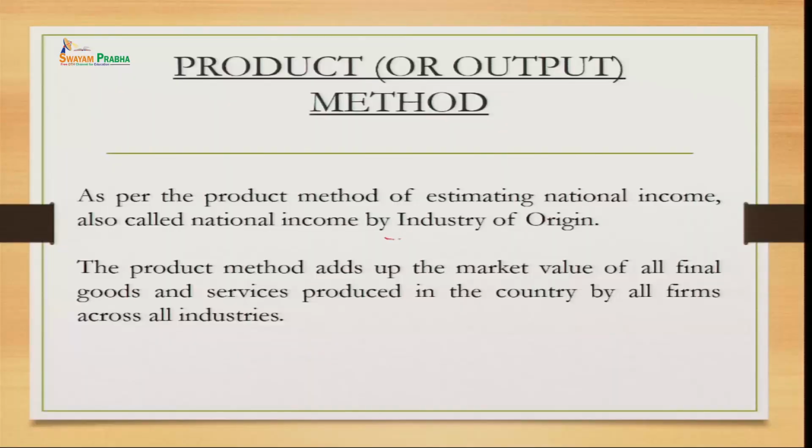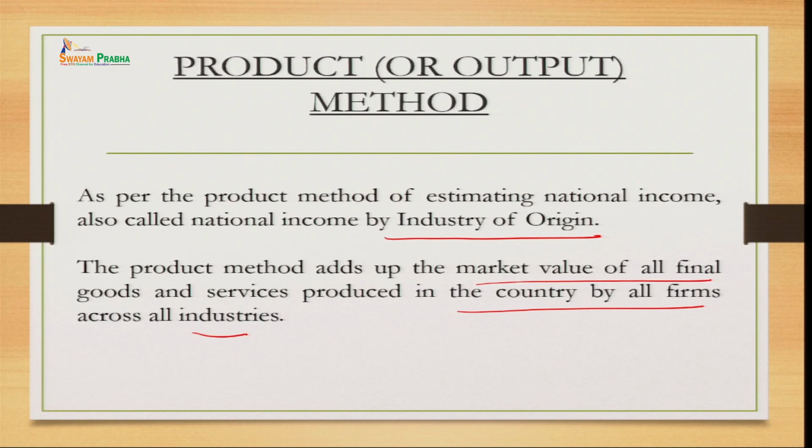So, first we are going to talk about the product method. This is the very first method, and this is the method which is called industry of origin, because industries originate for the production purpose. So, the product method basically adds up the market value of final goods and services produced by all the firms in the country across all industries.